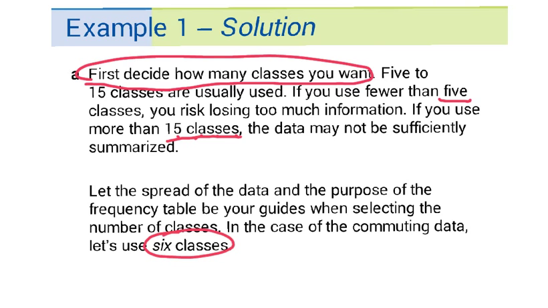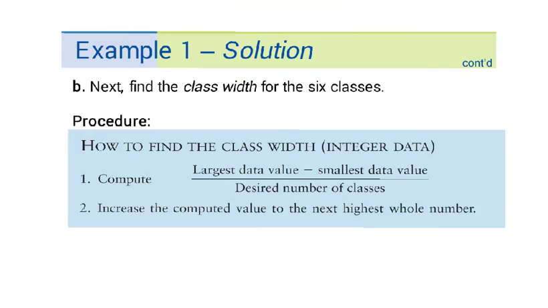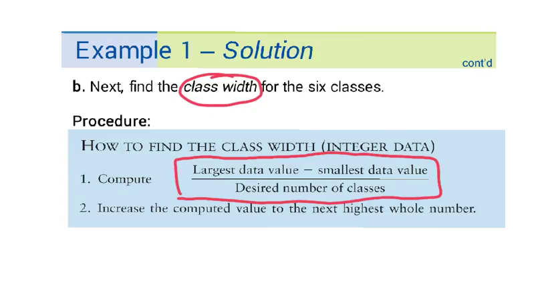In the case of the commuting example, we're using 6 classes. Once we know how many classes, then we need to find the class width. The class width allows us to determine what data values will fall into which classes, and we use this formula here. We find our largest data value in the set, we subtract the smallest data value in the set, and then we divide that difference by how many classes we want. If needed, we then round to the next highest whole number.